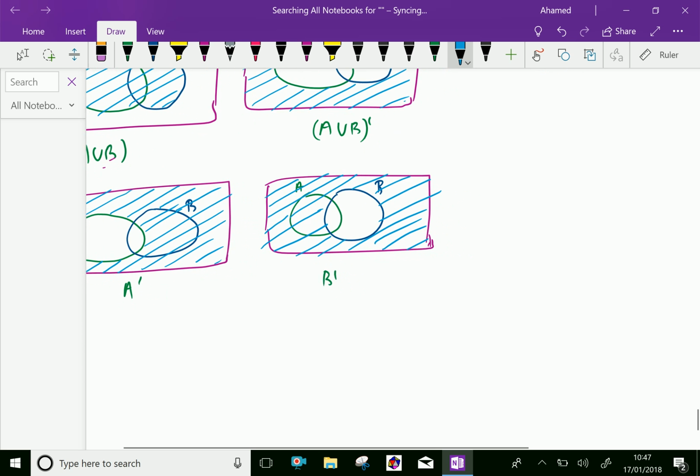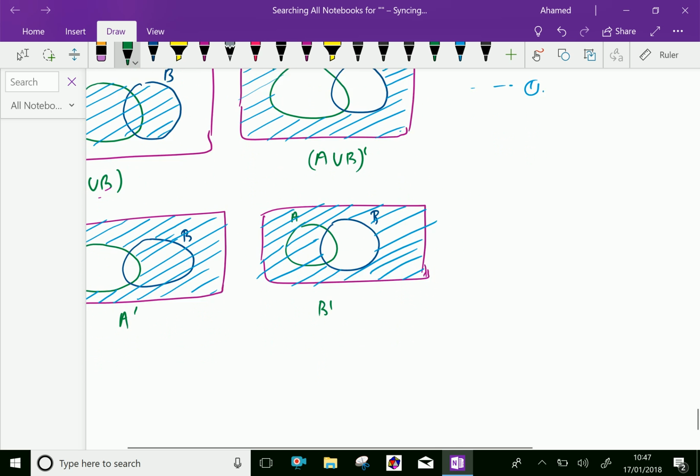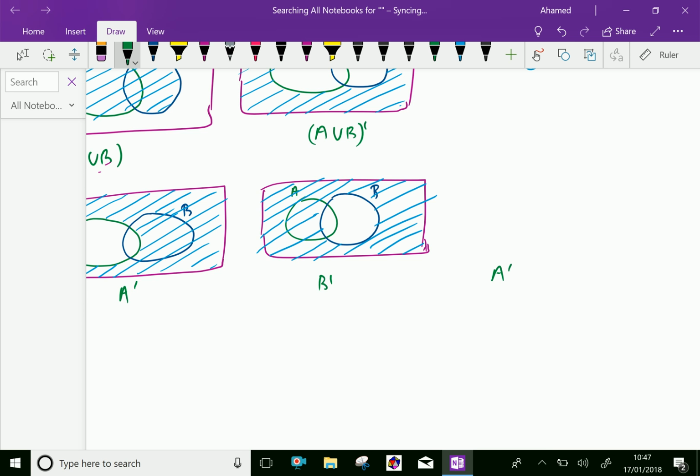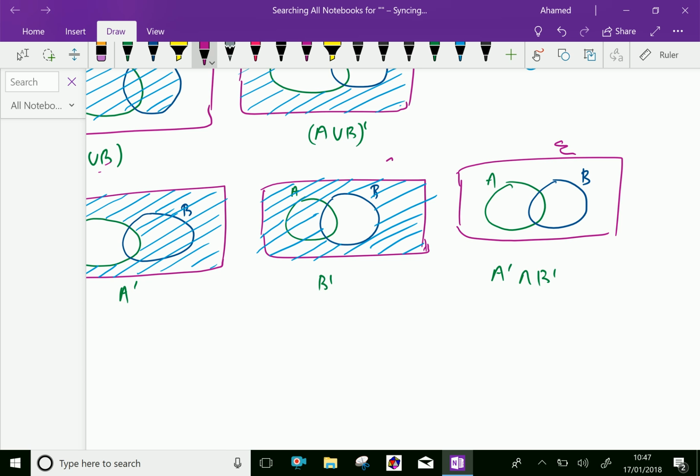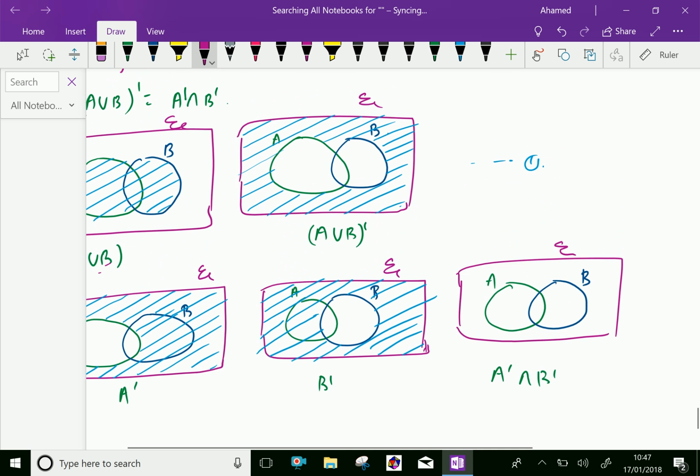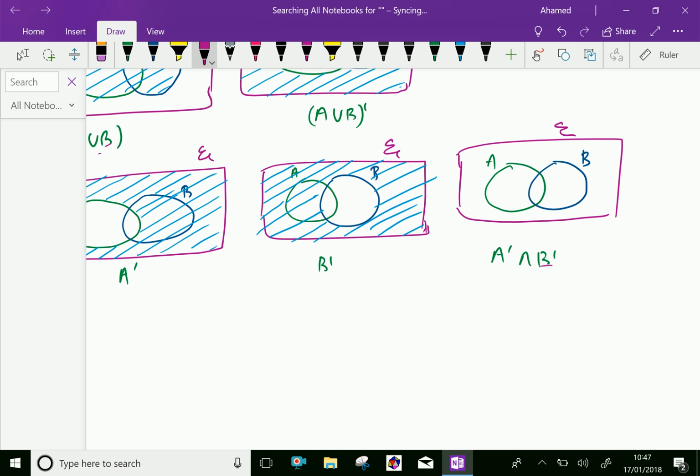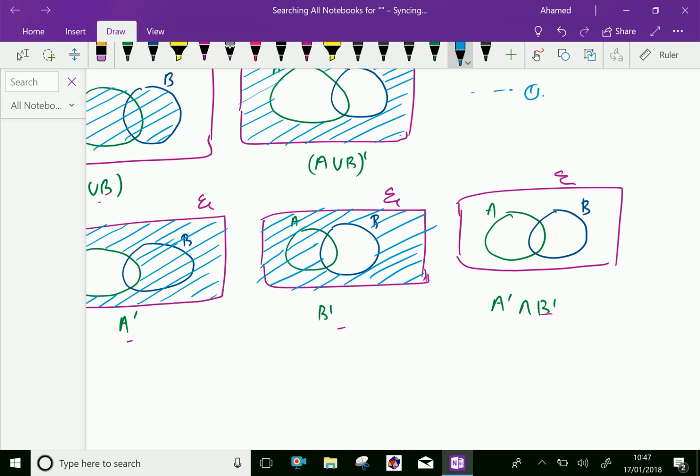Now, the third one, that is A' intersection B'. We'll draw for A here, for B, and for the universal set. Now, you have to find the common shaded area of A' and B', which gives the shading of this area. This is equation 2.